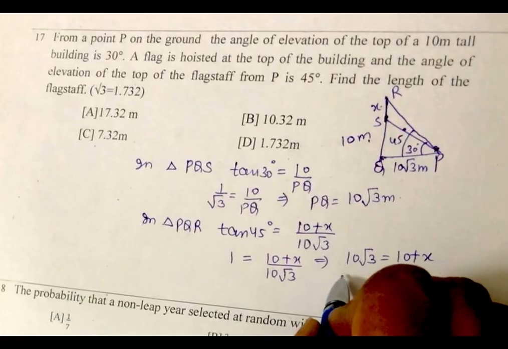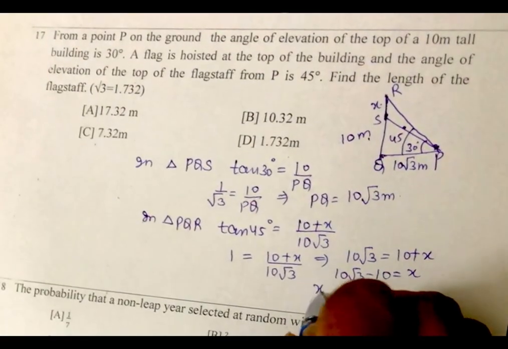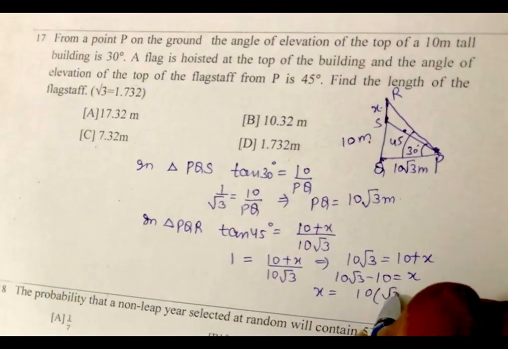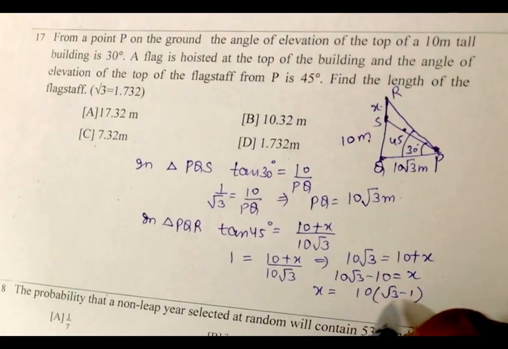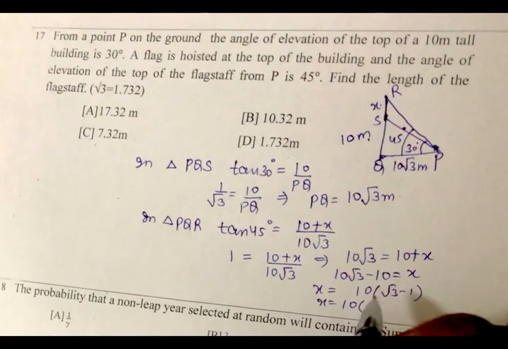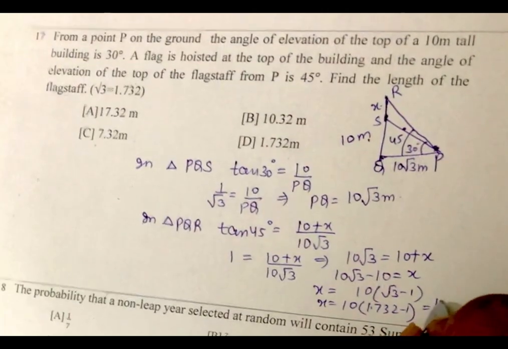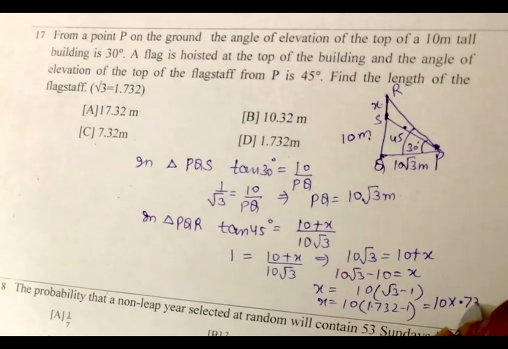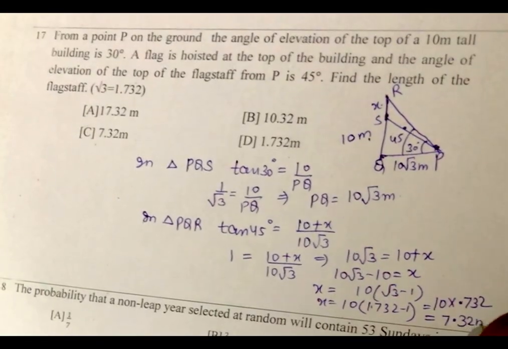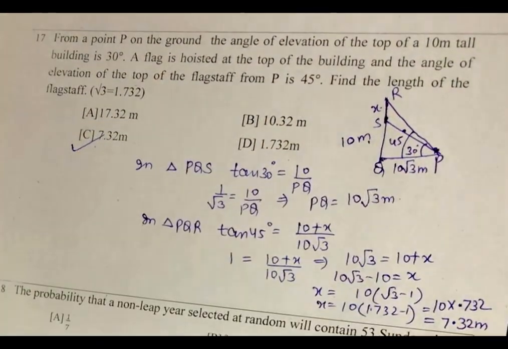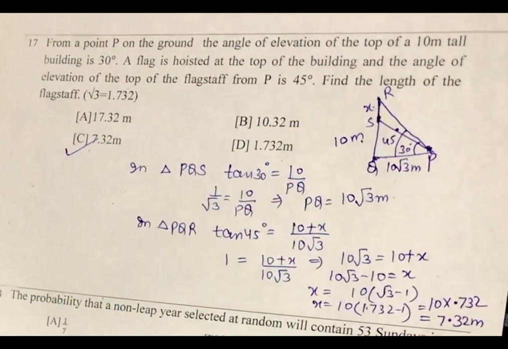From here we get the value 10 under root 3 minus 10 is equal to x, or we can say x is equal to 10 into under root 3 minus 1. So from here x becomes 10 into (under root 3 is 1.732 minus 1), that is 10 into 0.732. So our answer becomes 7.32 meter. So this is option number C. So our answer is 7.32 meter, option C.